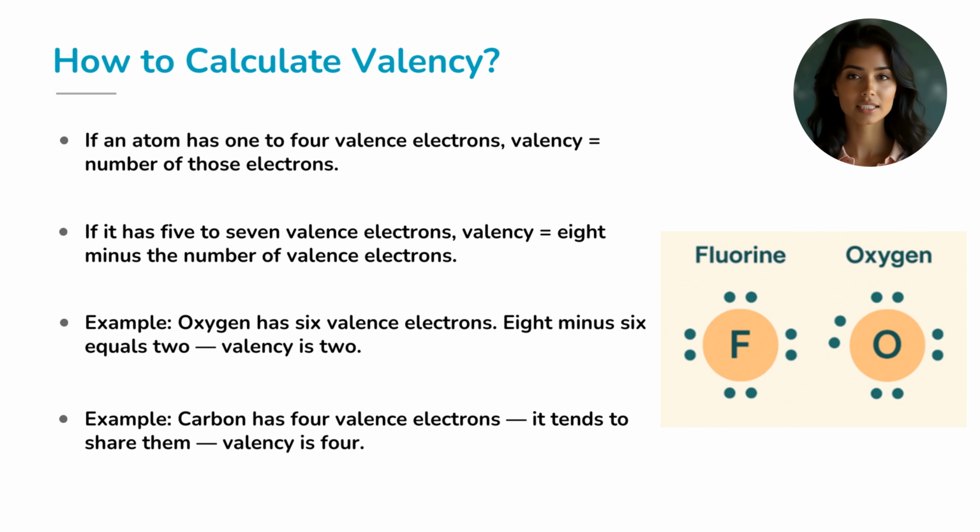Carbon has 4 valence electrons. Since it's right in the middle, it tends to share them. So its valency is 4. Fluorine has 7 valence electrons. 8 minus 7 equals 1. So its valency is 1. Diagram on screen. You'll see the electron dot structures of oxygen and fluorine here, each showing how many electrons they want to gain to achieve an octet.